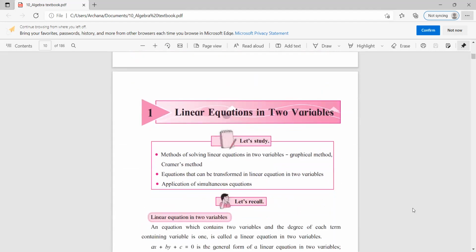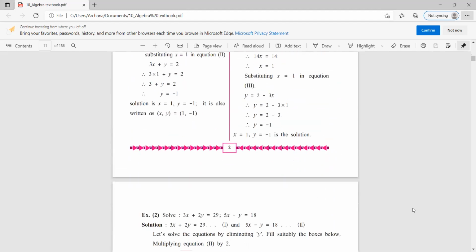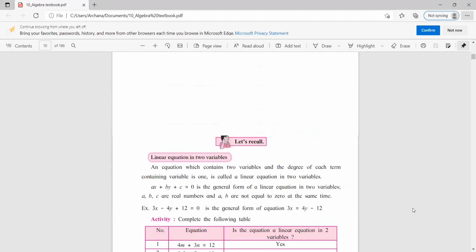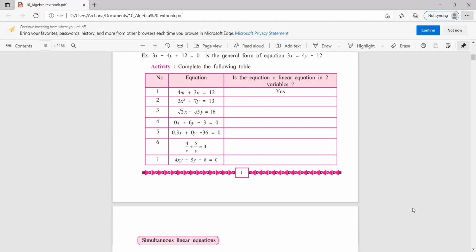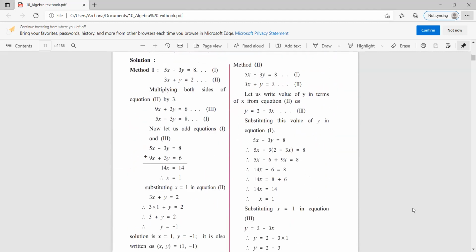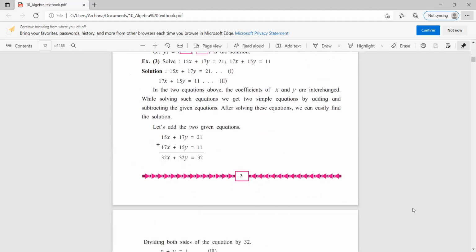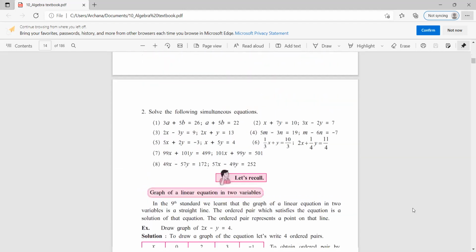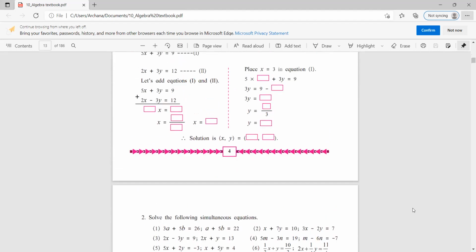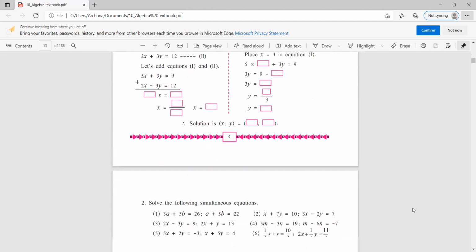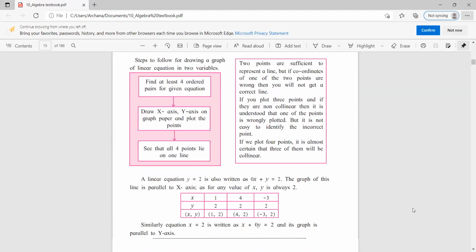This is linear equation in two variables. And the first exercise, that is exercise 1.1, that is solving the linear equations by elimination method, has been completely reduced. This one, see, exercise 1.1. No sums will be asked from the first exercise.